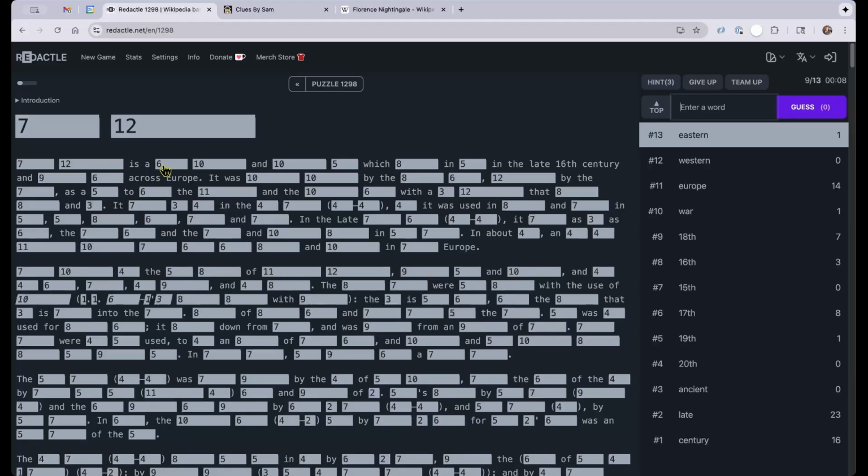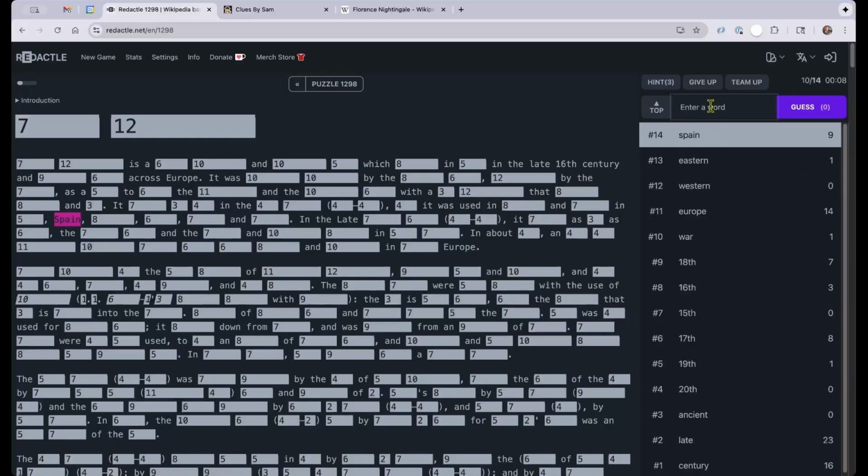Is blah blah blah and blah blah blah, which originated, no, that word's too long, in blank. Okay, so it's something like which originated in Spain or some other 5-letter country, maybe. Well, there's Spain. In Italy? Yes. Okay, so 5-letter country.